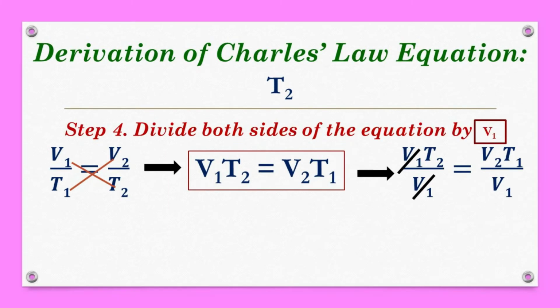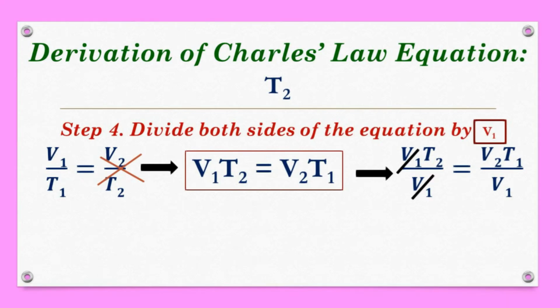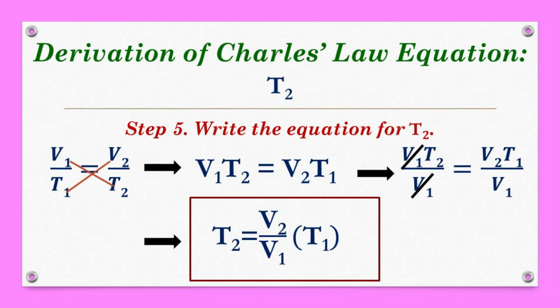For step number 4, divide both sides of the equation by V1 to cancel it out. And this is now the derived equation for T2. T2 is equal to V2 over V1 times T1.